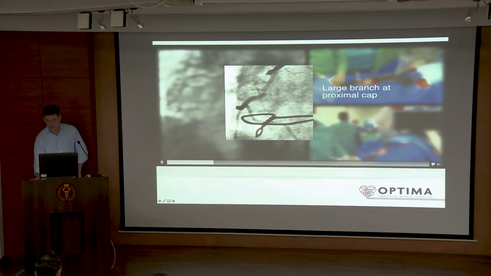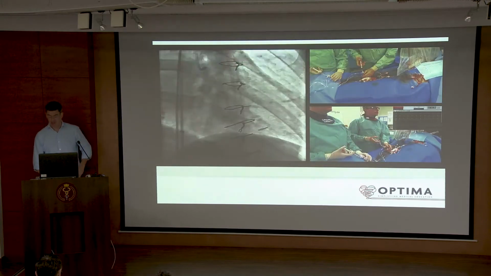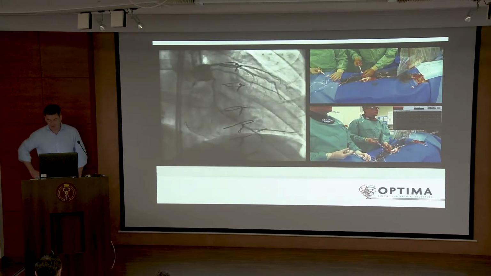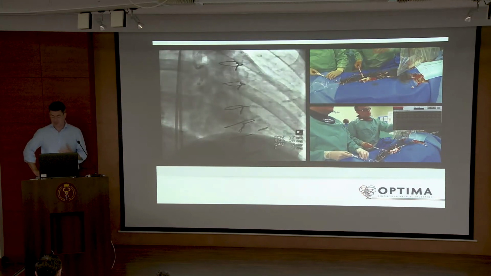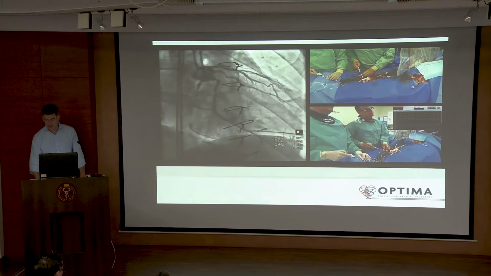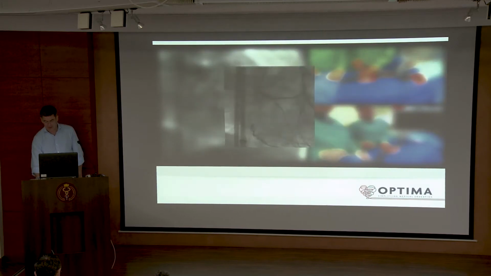Cap assessment: there's a large branch at the proximal cap. So this presents challenges of how you're actually going to penetrate into the antegrade cap, or does this make it a retrograde case? Here, doing an assessment of the collaterals.